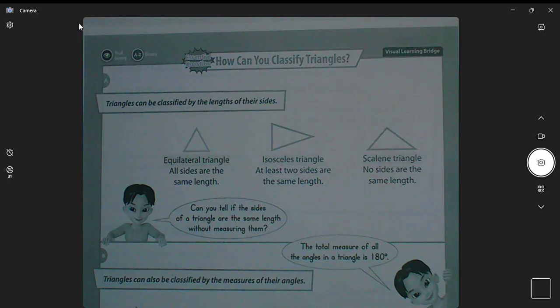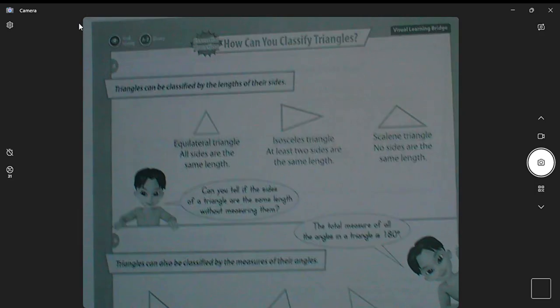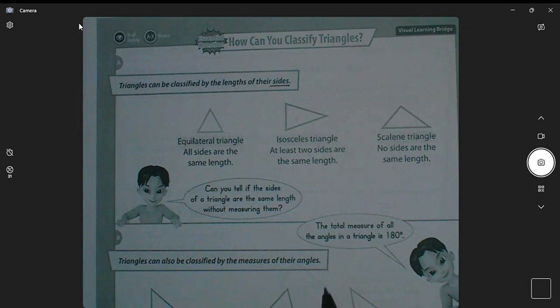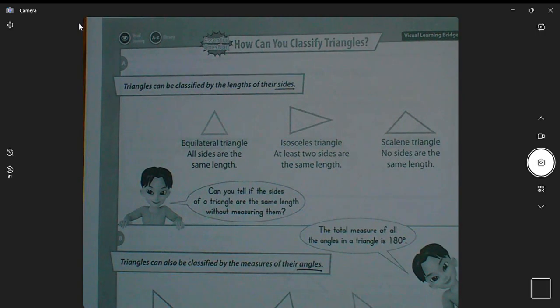Today we're going to be learning how to classify triangles. Now, there are two different ways I can classify a triangle. I can classify them based on their sides, or I can classify them based on their angles. Let's look at how to classify a triangle by its sides.